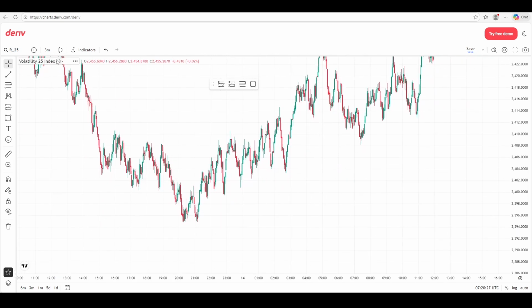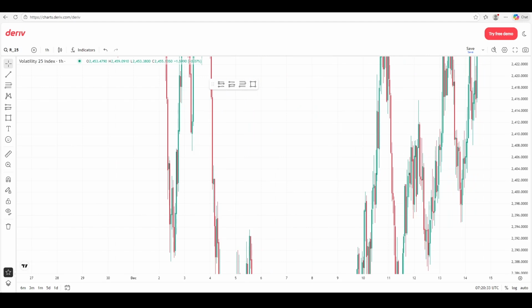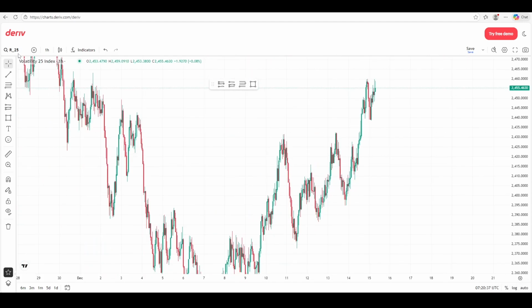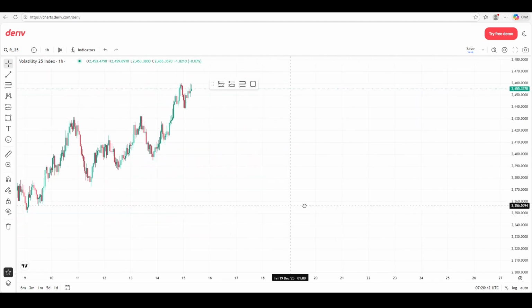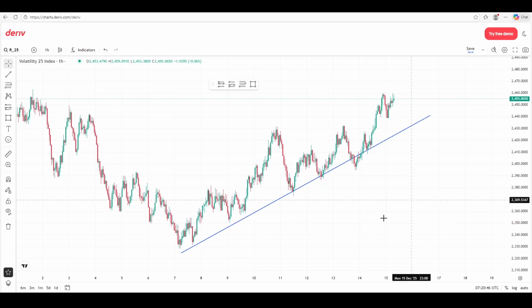This is the price action review of Volatility 25 index. We are on today's date, 15th of December 2025, and we are in the 1 hour time frame. As you can see, we have a general bullish trend like this, right?